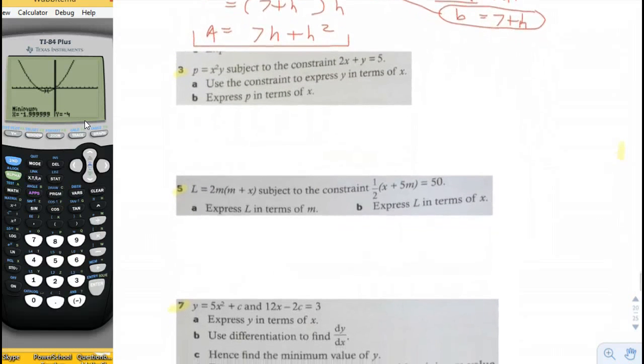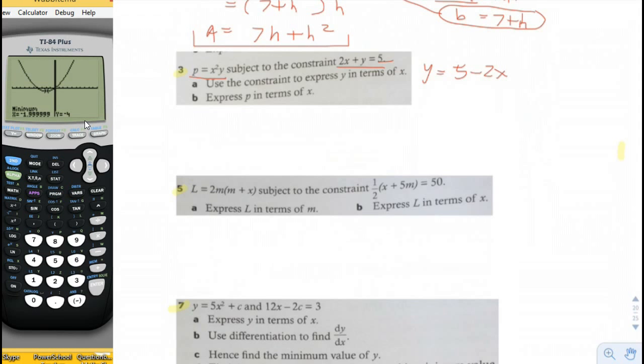Now 3, 5, 7, we're going to be doing similar things. So P equals x squared times y is subject to the constraint 2x plus y equals 5. Use the constraint to express y in terms of x. So how do we get y by itself on the left side? We would subtract 2x from both sides. So subtract 2x from this side, we get rid of 2x, and subtract 2x from the right side, and then we'll have 5 minus 2x, and we're done. So that is the answer for A.